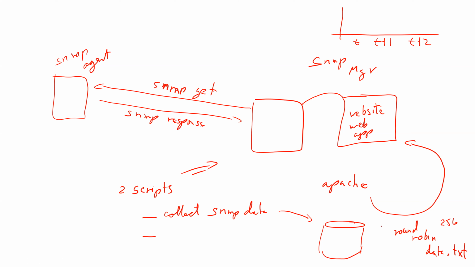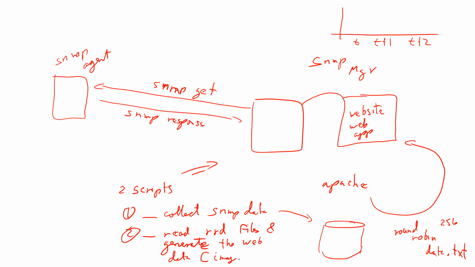So once you record those data points in the round robin database, then you're going to have another script. So this is script 1. These are both Python. And then the second script will read the RRD files, right? It's going to read the RRD files, and generate the web data. And the web data basically includes just a list of information and also images. So it should include images, just like you had in Cacti, right? It's going to generate those little images, like the graph.